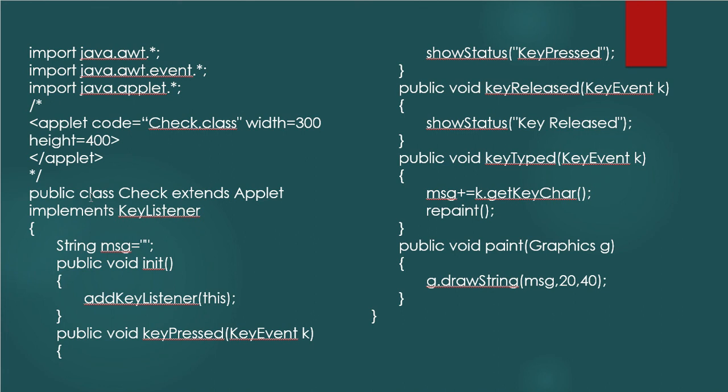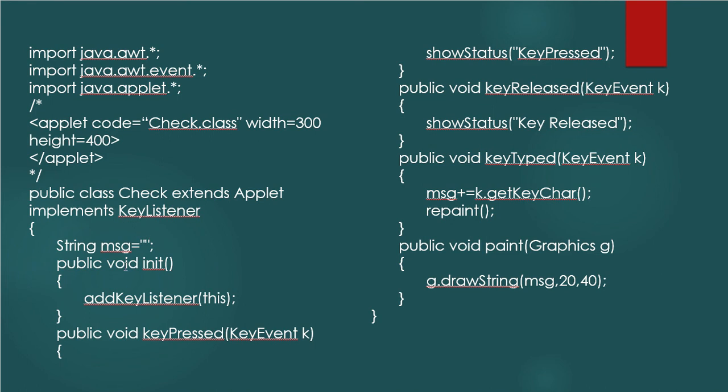Inside this, as you can see, it is extending the applet class, so all the methods will be automatically inherited. Then it is also implementing an interface, which is the key listener interface. This is an interface which helps you to handle events related to the keyboard. It can be key pressed, key released, or key typed. Here you can see you have a string termed message. Initially it is set to empty.